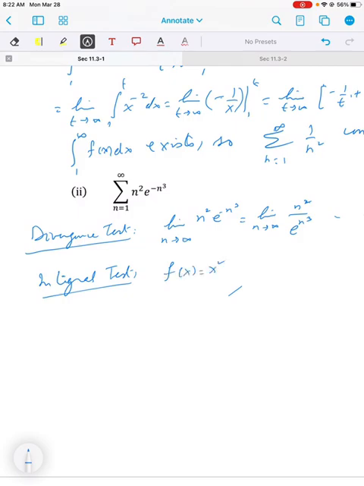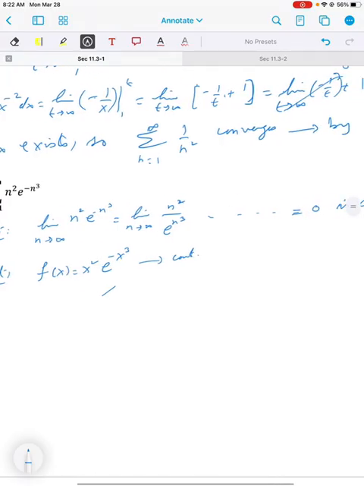So we define f of x equals x squared e to the minus x cubed. And notice here this is continuous. By looking at some of the terms, you will notice it is decreasing, and also that it is positive. So these are the three things we want, and you can draw a graph of it and check that. And so let me show you.